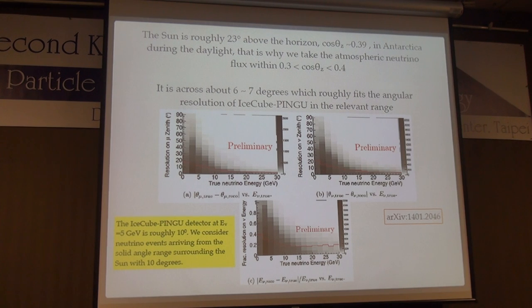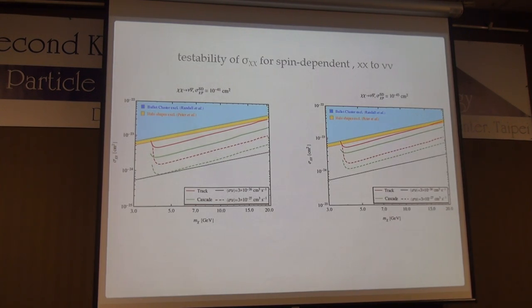Also, because the signal comes from the sun, we have to consider the opening angles from IceCube to the sun. So we consider the daylight within these angles, with an angular resolution of around 10 degrees. This is just from the experiment. And that's our result. You can see the shadow regions.